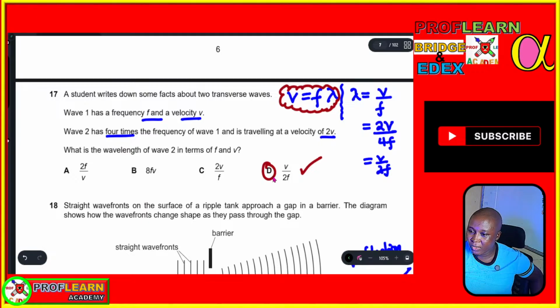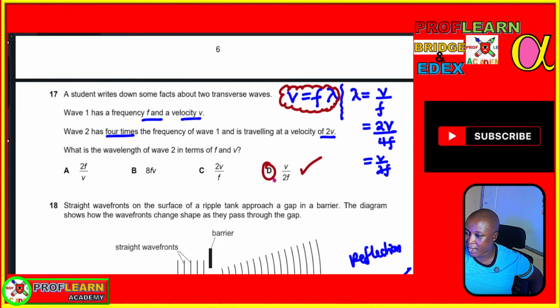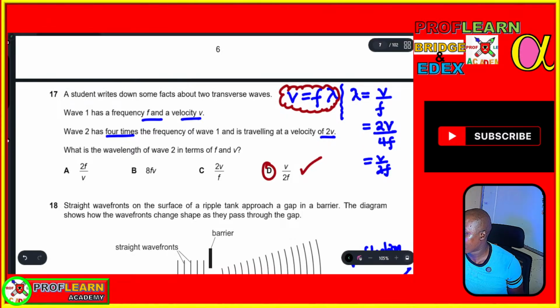A student writes down some facts about two transverse waves, and says that wave 1 has a frequency f and velocity v. Wave 2 has 4 times the frequency of wave 1 and is travelling at the velocity of 2v. So the first concept that we need to remember is that v equals f lambda. This is the wave equation.